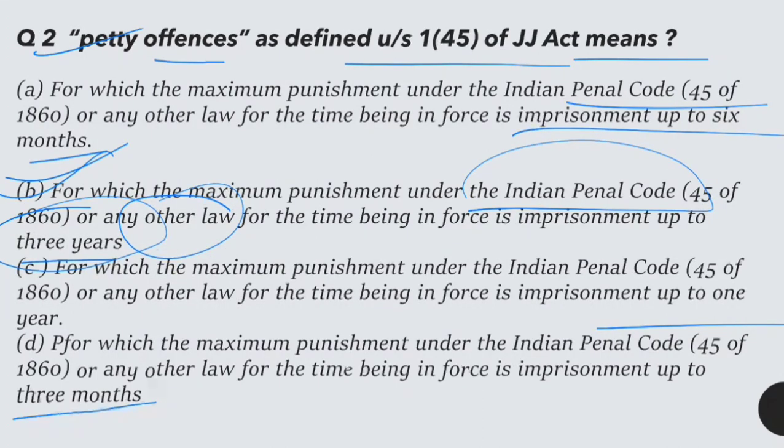Whatever offences for which maximum punishment under IPC or any other law is imprisonment up to 3 years, those are called petty offences under the Juvenile Justice Act as provided in section 2 clause 45. Actually it is clause 45 of section 2, not section 1. So B is the correct answer.